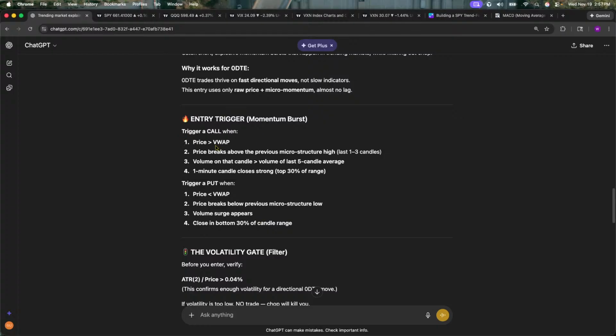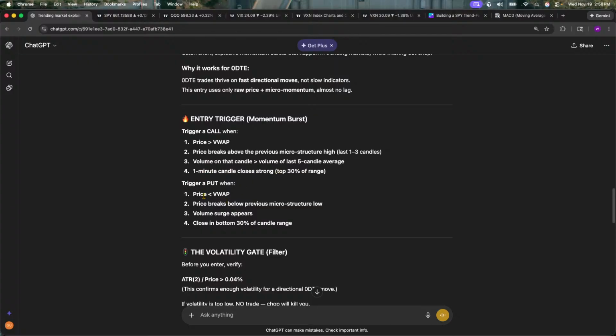So trigger when the price is greater than the VWAP, the volume weighted average price. So when the price is greater than the VWAP, the price breaks above the previous micro high, the last 1 to 3 bars, the volume on that bar is greater than the volume of the last 5 average, and then the 1 minute candle closes strong in the top 30 percent of its range.